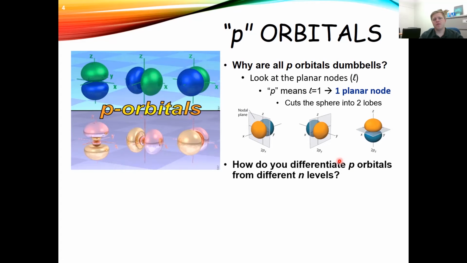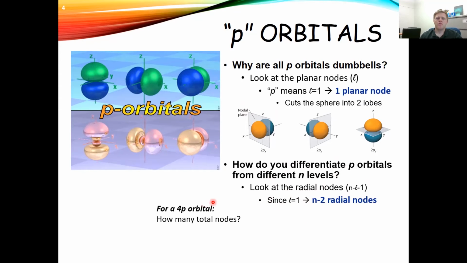So then how do we differentiate different p orbitals? Well, it's going to be the same as we did with the s orbitals. We're going to look at the radial nodes. So we can tell it's a p orbital by how many planar nodes it has, and then we can determine which p orbital, or which energy level at least, based on the number of radial nodes. Since p orbitals have an angular momentum of 1, there are going to be n-2 radial nodes.